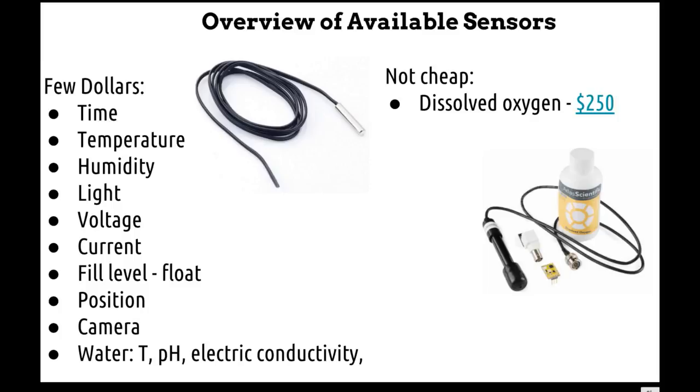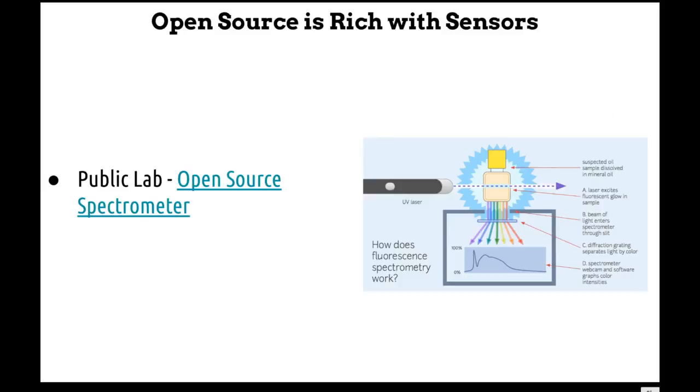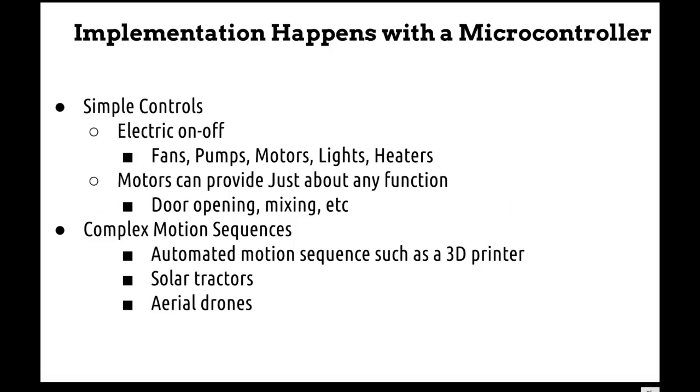There's also a bunch of not so cheap and useful sensors right now, which definitely would lend themselves to open sourcing to reduce the cost. But for example, a dissolved oxygen probe costs you $250. So that's getting a little expensive there. But there's a whole richness of open source sensors out there that projects like Public Lab work with, things like spectrometers that you can analyze water samples with, etc.